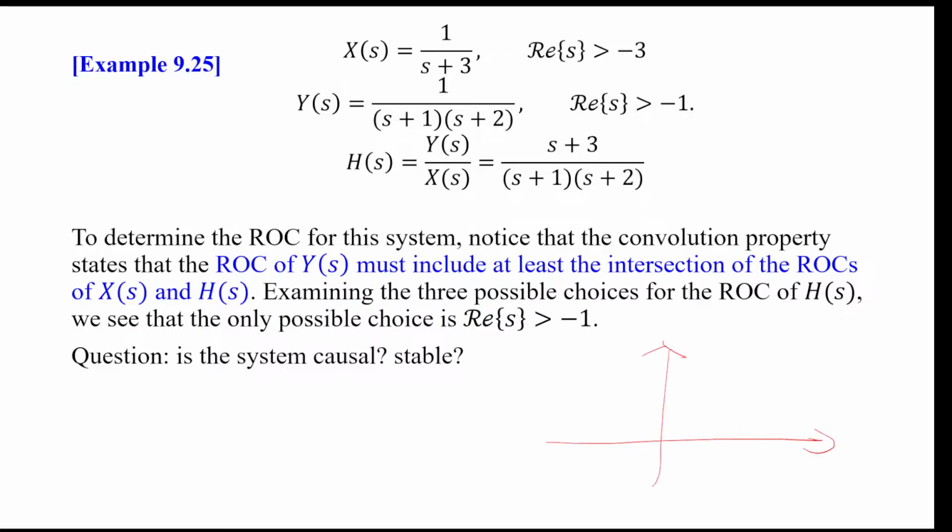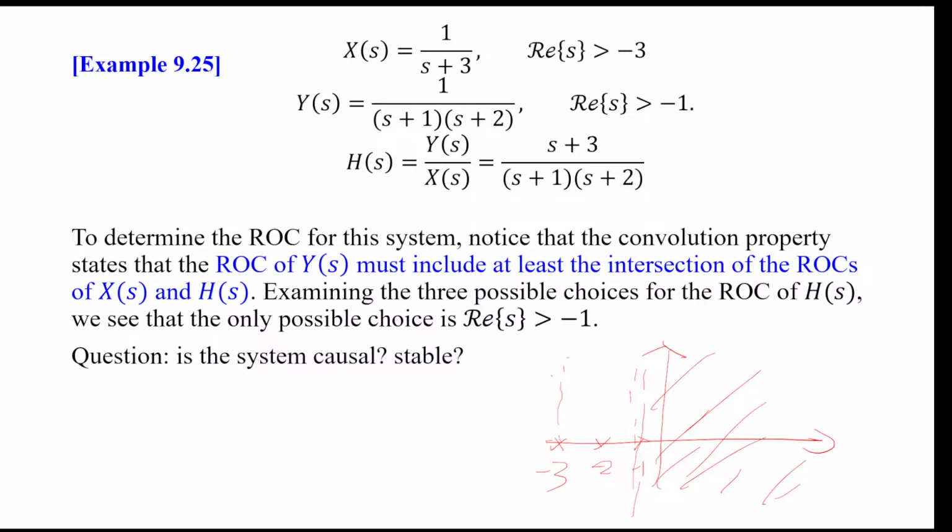So let's draw the point 0 here. There are 3 different points: a minus 1 pole, a minus 2 pole, and a minus 3 pole. And there are 3 different RLC we need to decide. For y of s, we know the RLC is greater than minus 1, and for x of s, the RLC is greater than minus 3. If I draw it down here, it will be very messy, so let's not draw.